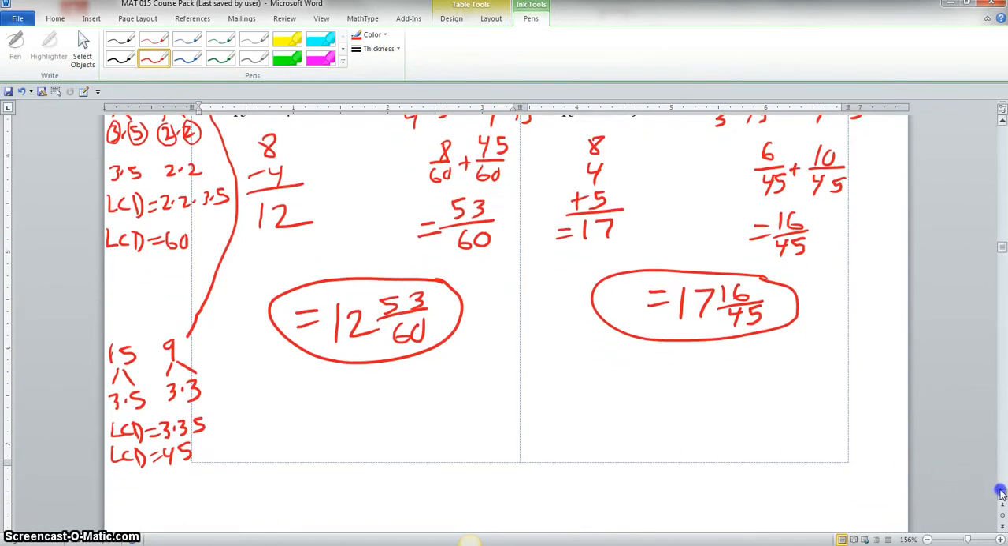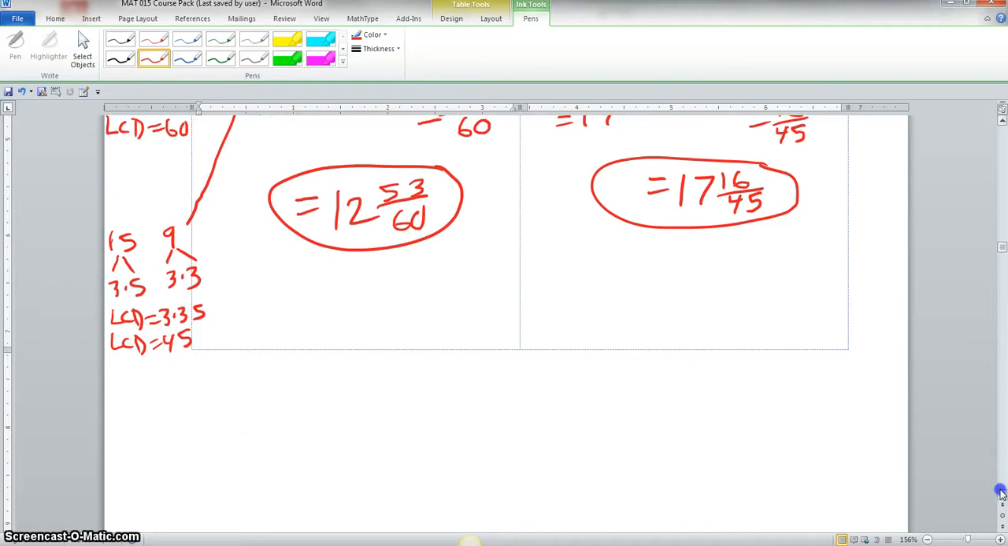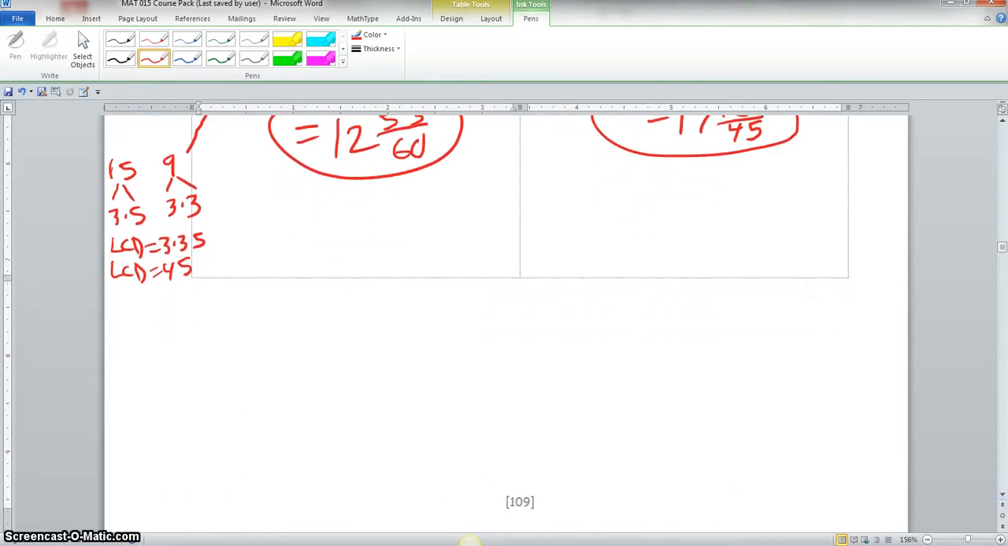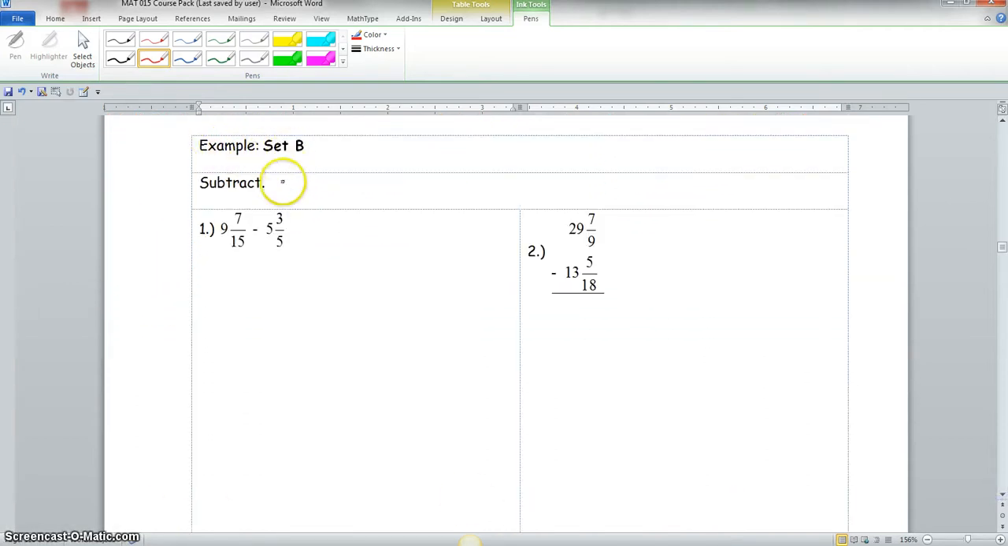Okay, now we scroll on down. Now we go to example set B. Now let's try the same thing we did with addition. So we'll find a common denominator. We have 15, we have 5.